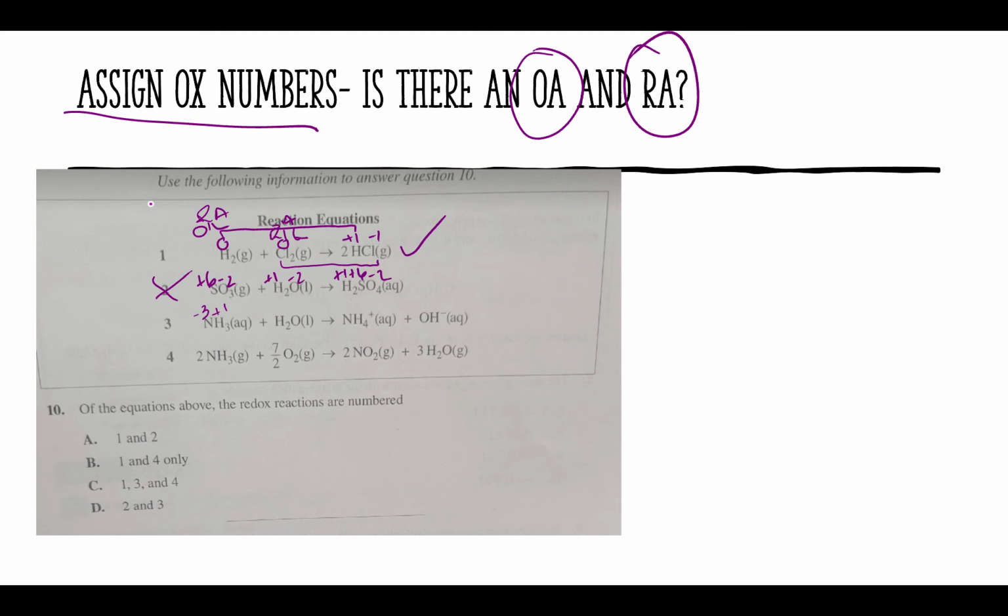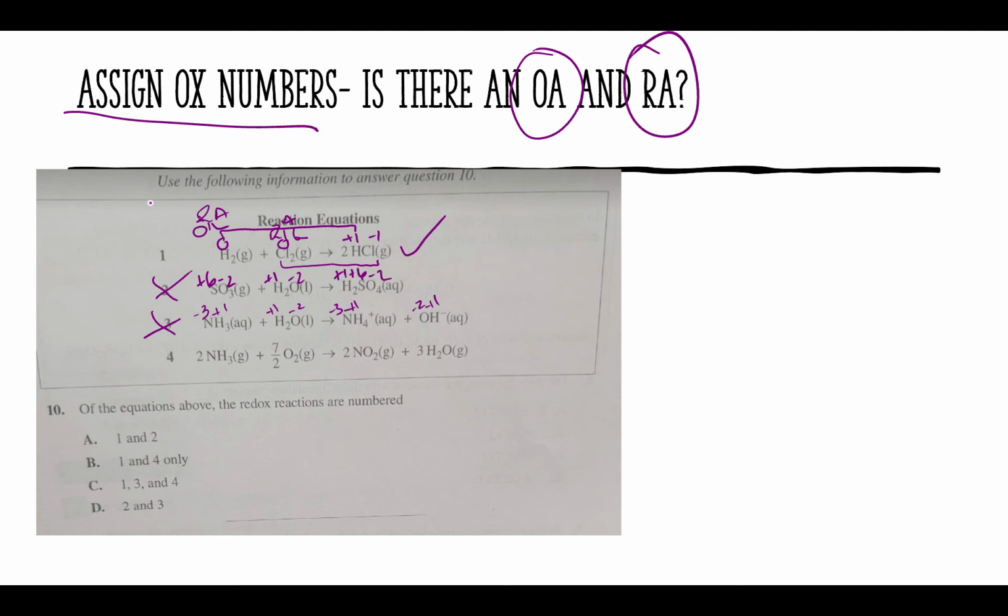+1, -3, -2, +1. Looks like once again that we don't have a change in any numbers based on your nitrogen, hydrogen, oxygen. So we do once more have a reaction, it's just not a redox reaction.